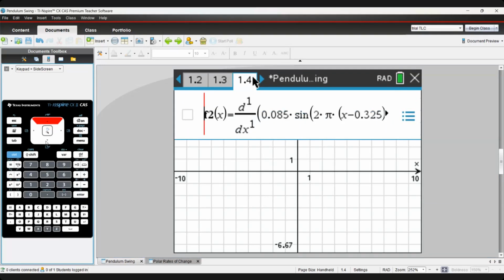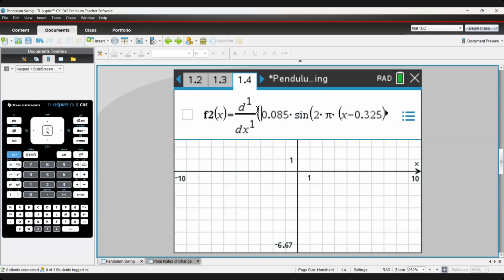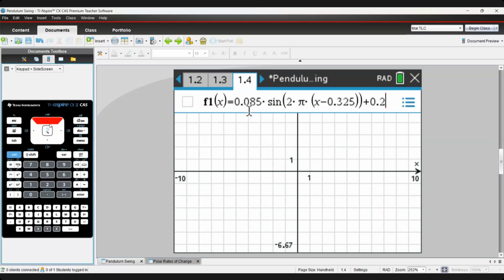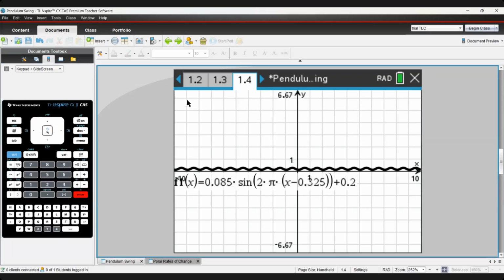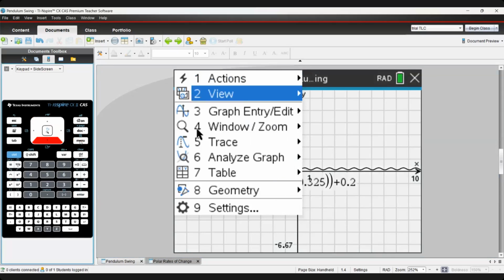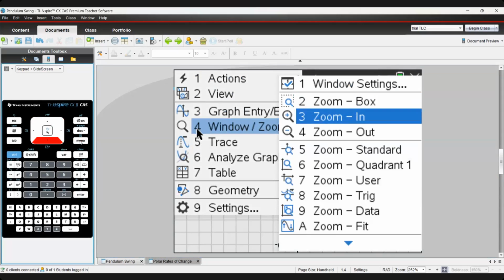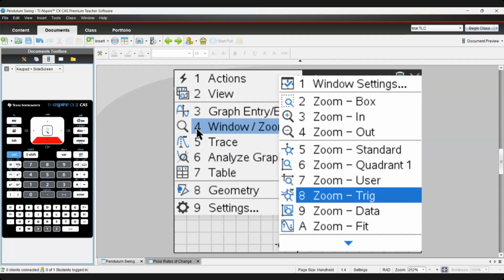whoa, I don't think that was what I meant to have. There it is. There's that regression function. It was already in there. So here is that regression function. I just went up to f1 of x. I'm going to turn that on. It doesn't look very pretty right now. So let me do a little window adjustment and do a zoom trig.